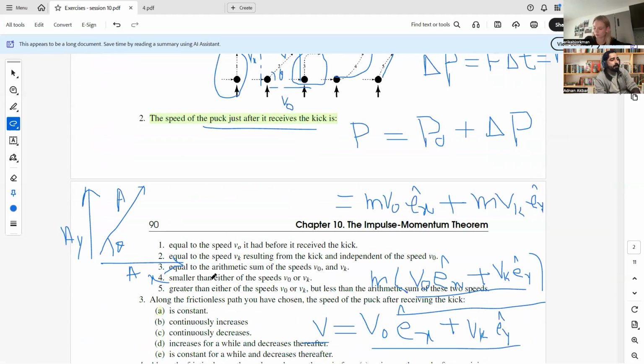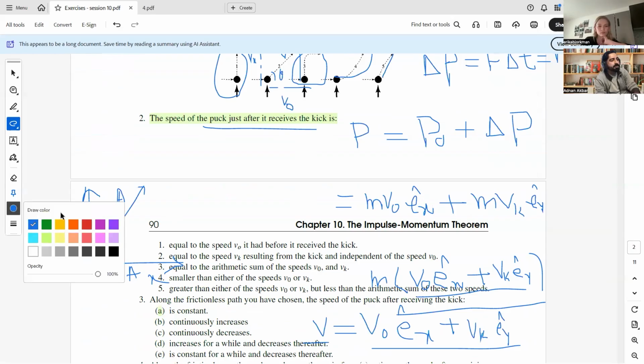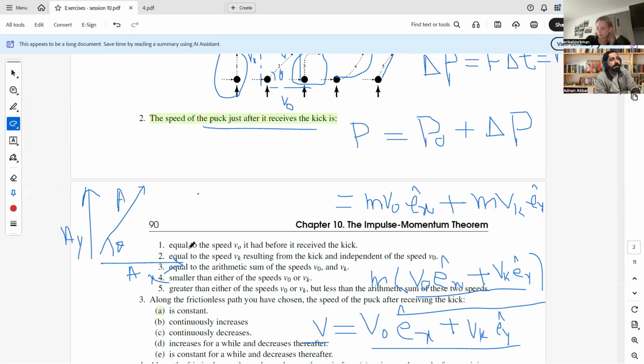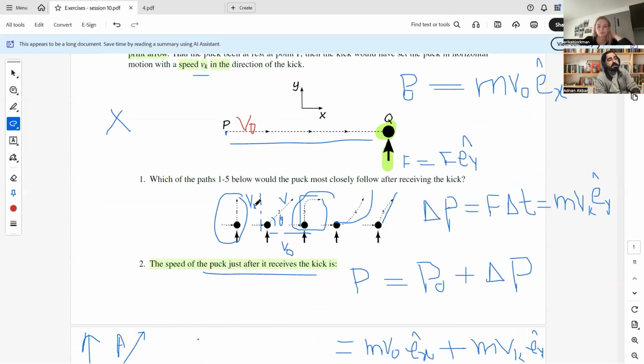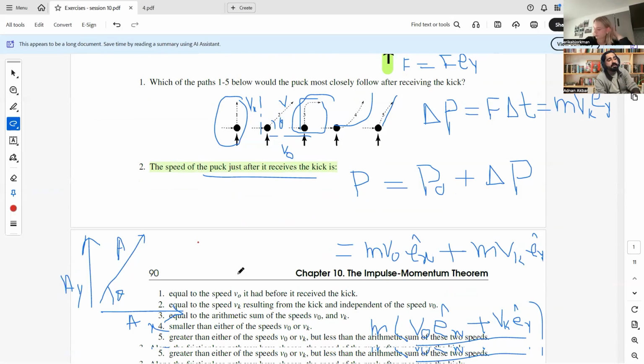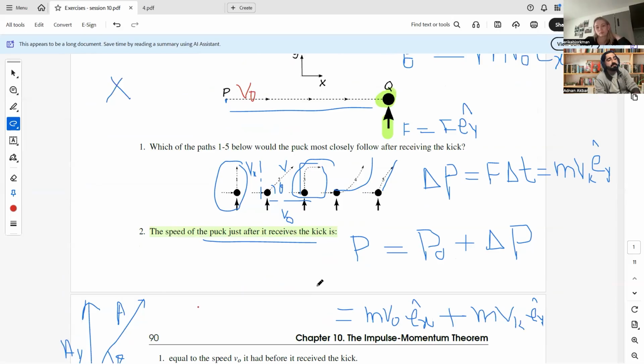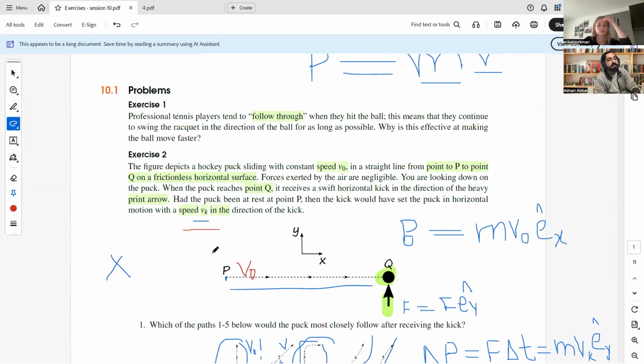So in this part, the question says: the speed of the puck just after it received the kick. We have some options. The first is the speed equal to the v naught it had before it received the kick. If v naught is its initial speed, it is saying that after having a kick it still has the speed v naught. It is not possible, because after having a kick, the speed has become vk.